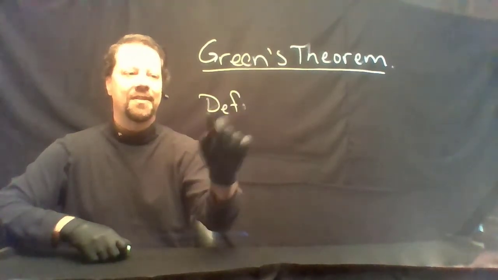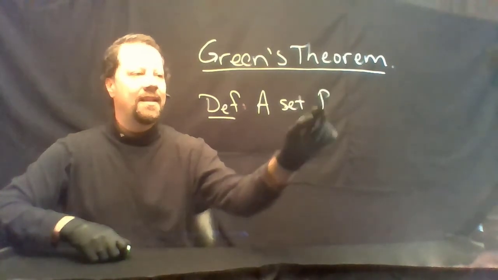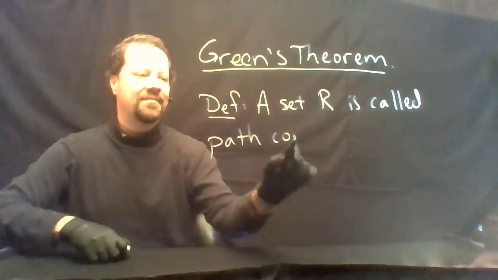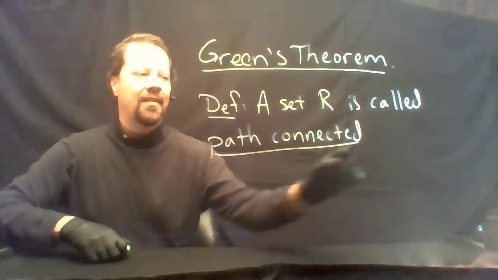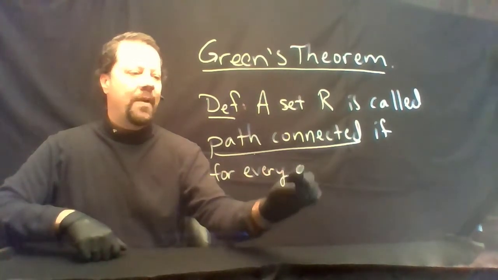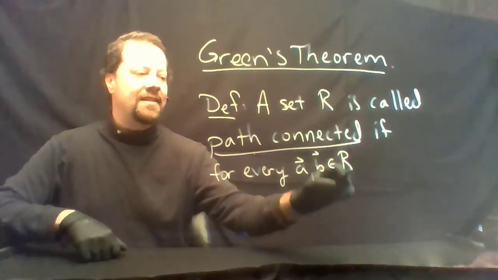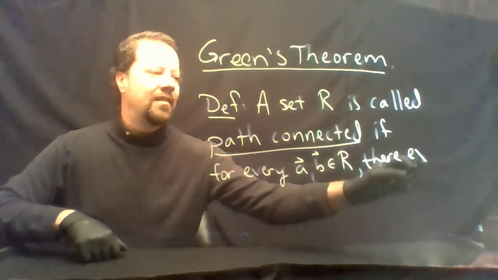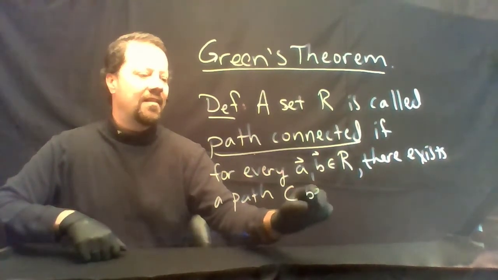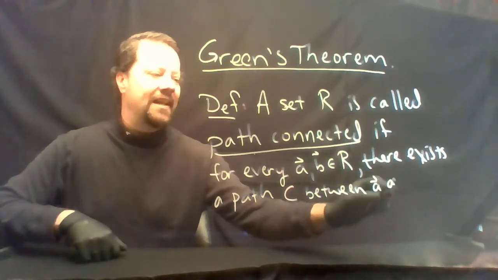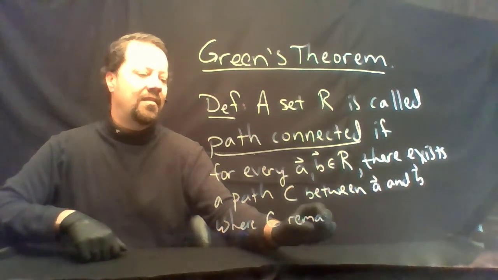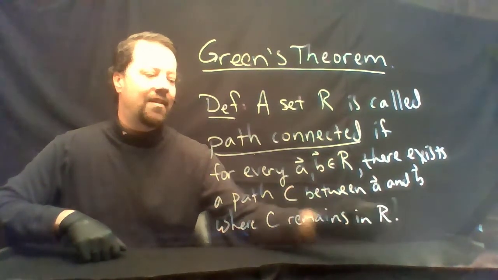First, I need to make some definitions. The set R is called path-connected if for every points A and B that live in the set R, there exists a path C between the points A and B, where the path C remains in the set R.